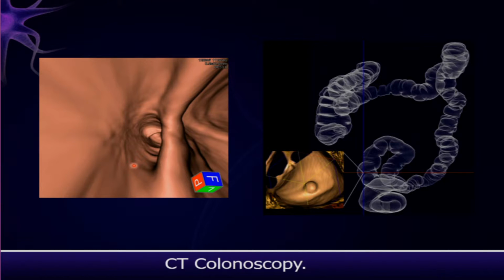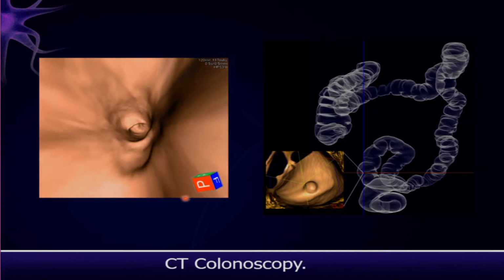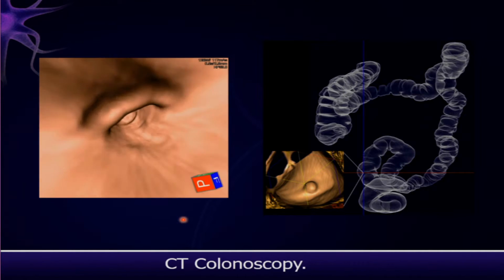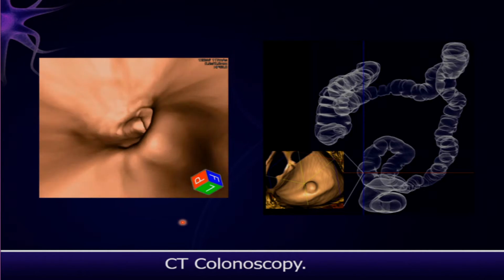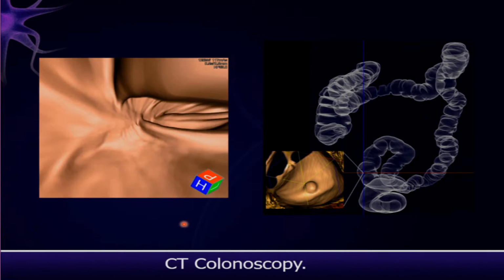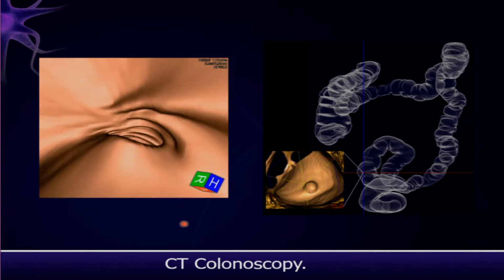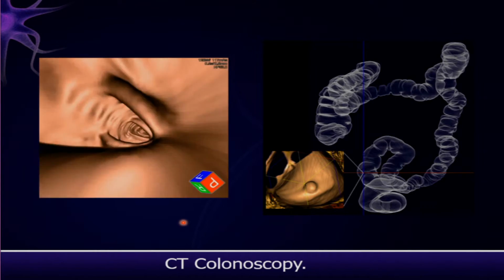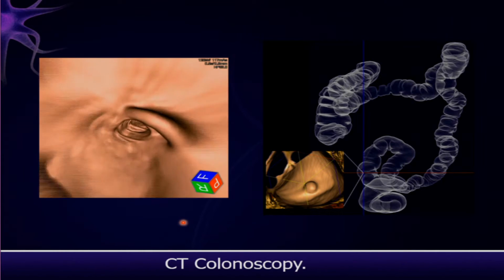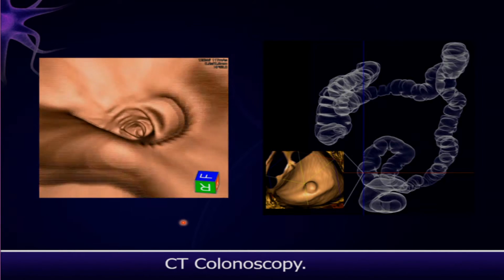CT colonoscopy or CT colonogram. This can be incorporated into a routine CT abdomen scan, provided the patient has good bowel preparation. And this is a good screening tool. You can see the images as you would on a colonogram.